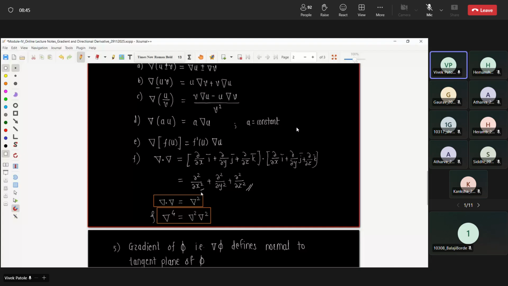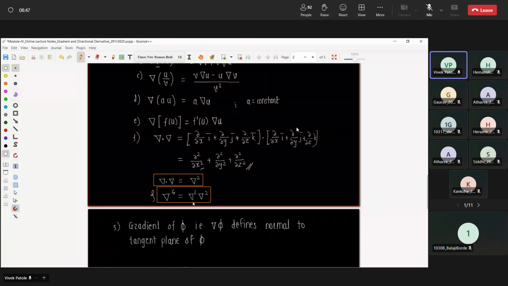And del raised to 4 can be written as del square into del square. It is not that del raised to 4 can be written as del square dot del square. That is not possible, because what is del square? Del square is a scalar quantity. We don't see i, j, k here, right? Therefore, for writing del raised to 4, it should be written as del square into del square. Whatever function is in front of this, we have to operate del square on that function successively twice: first del square, then the second del square.